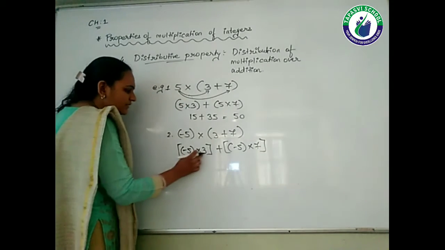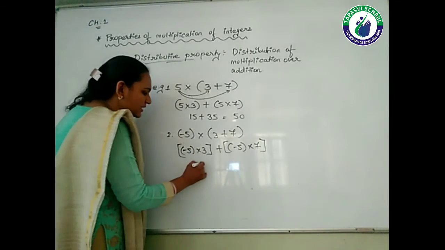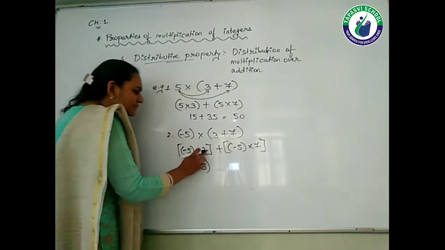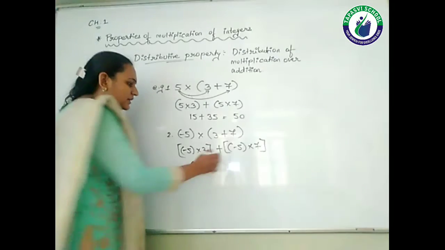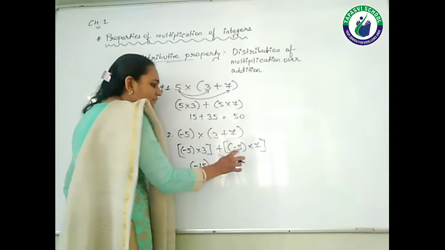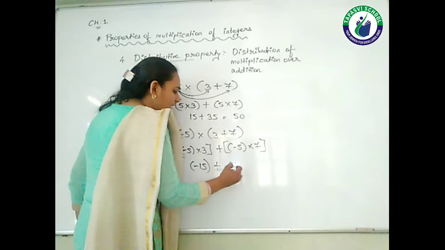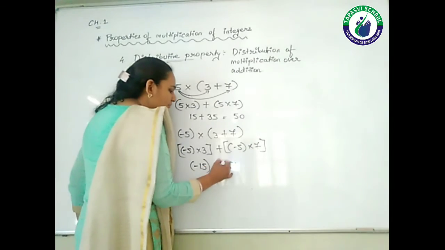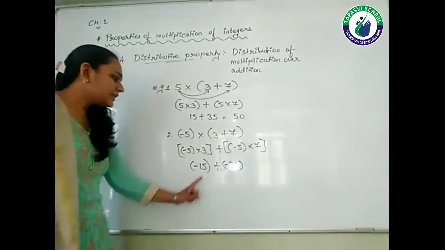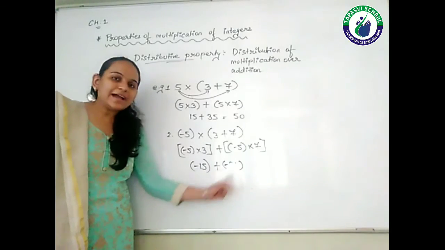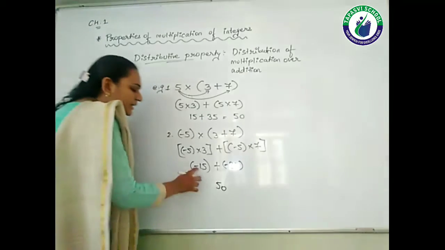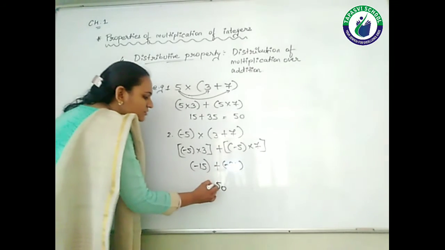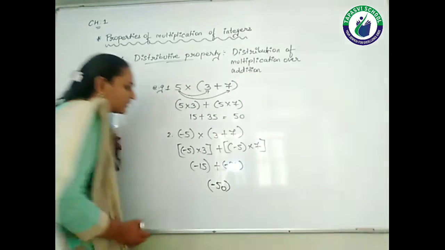So students, minus 5 and 3, so the answer becomes minus 15, because 5 3s is 15 and minus times plus is minus, as in between the plus sign is there. 5 7s are 35 and minus times plus is minus. Now 35 and 15, if you add them, the answer becomes 50, but both the integers are negative, so we need to keep the negative sign, right?